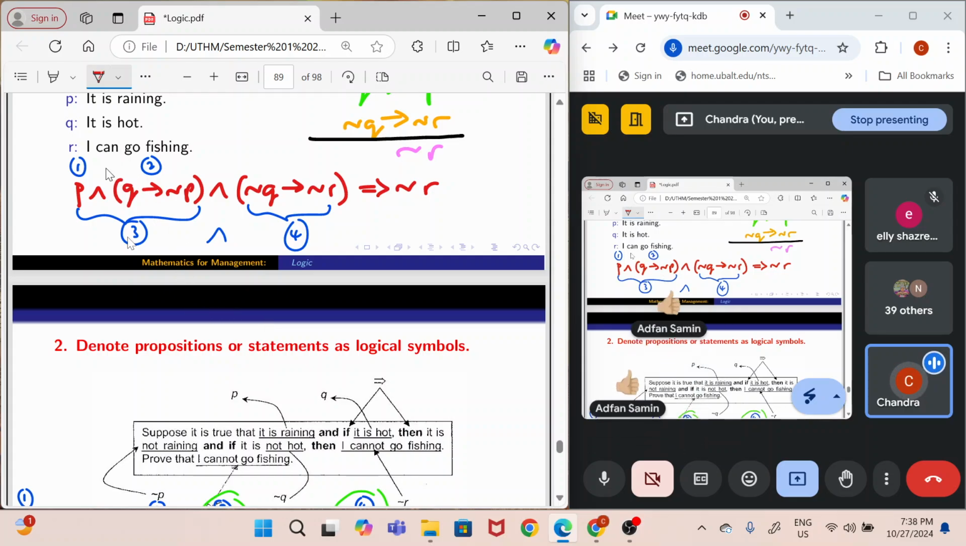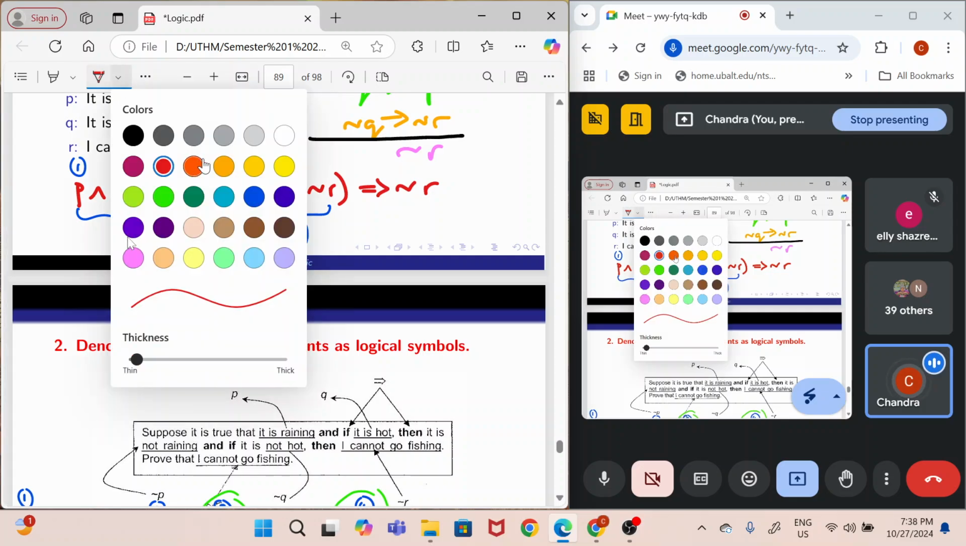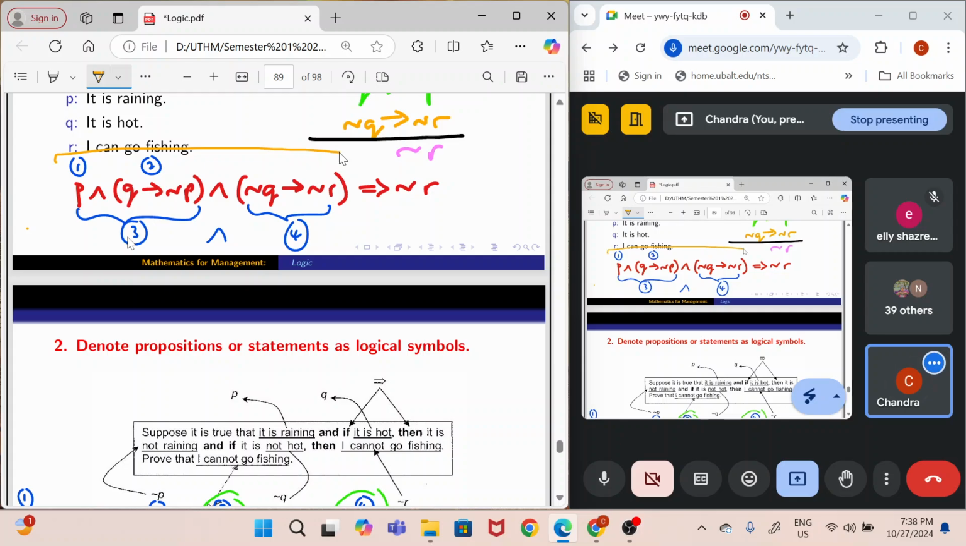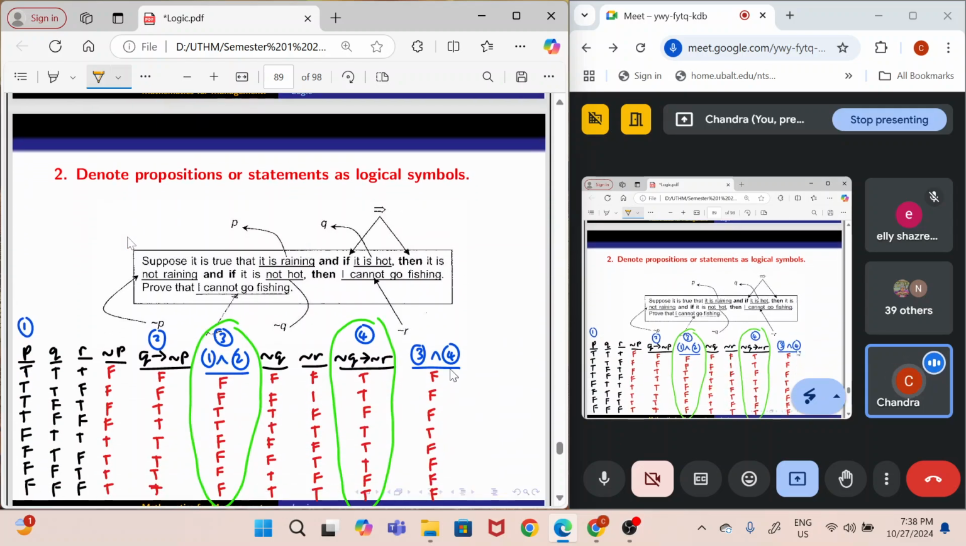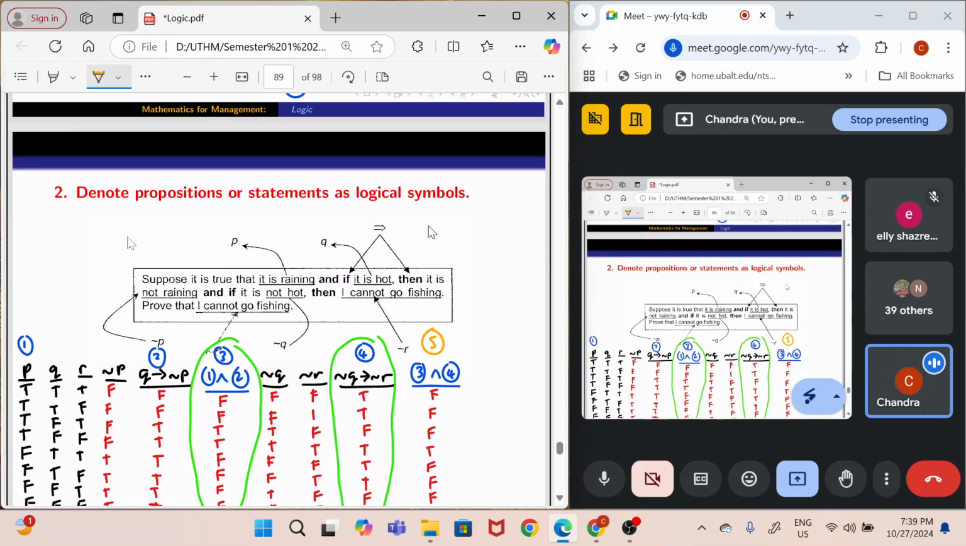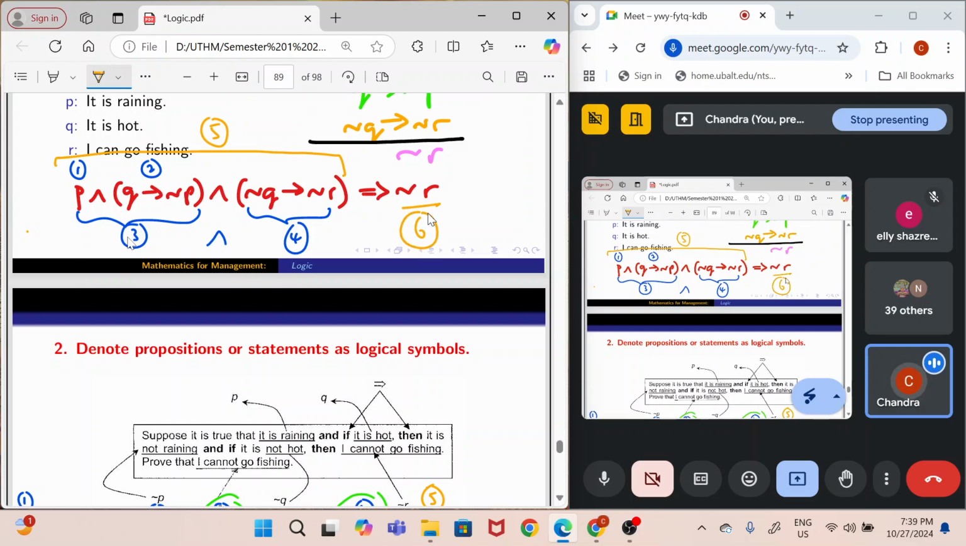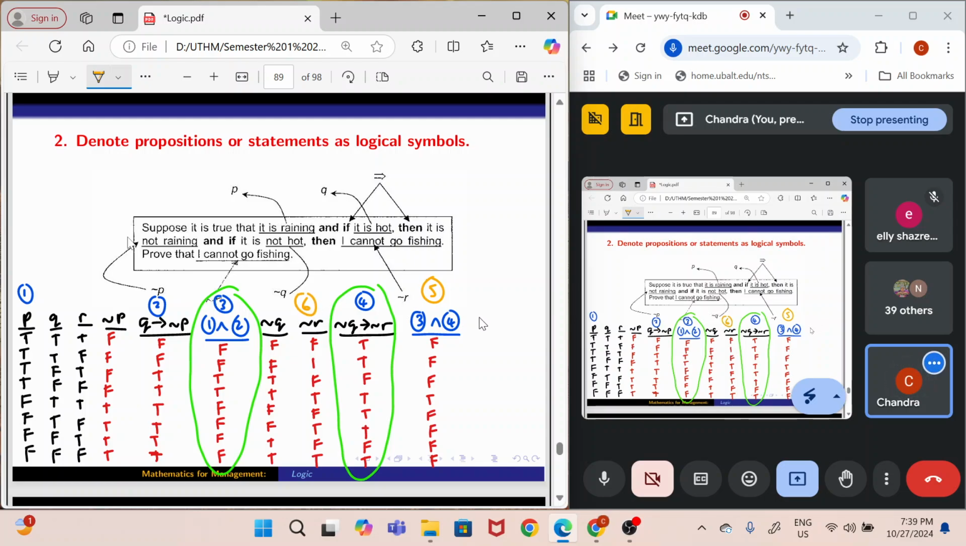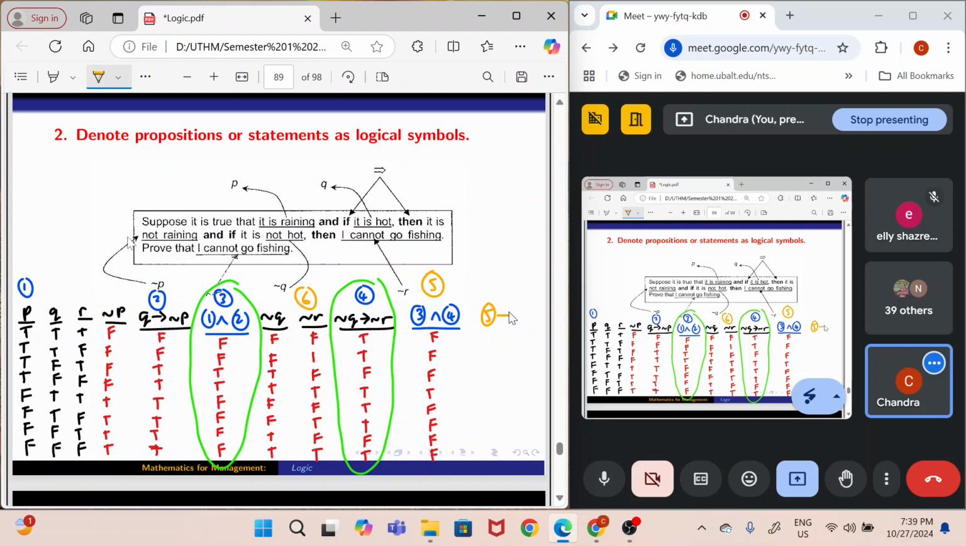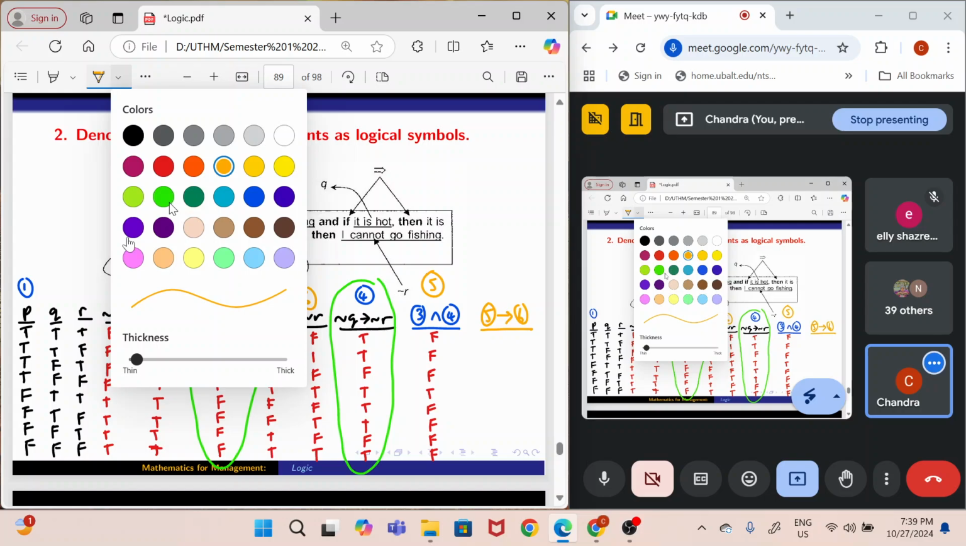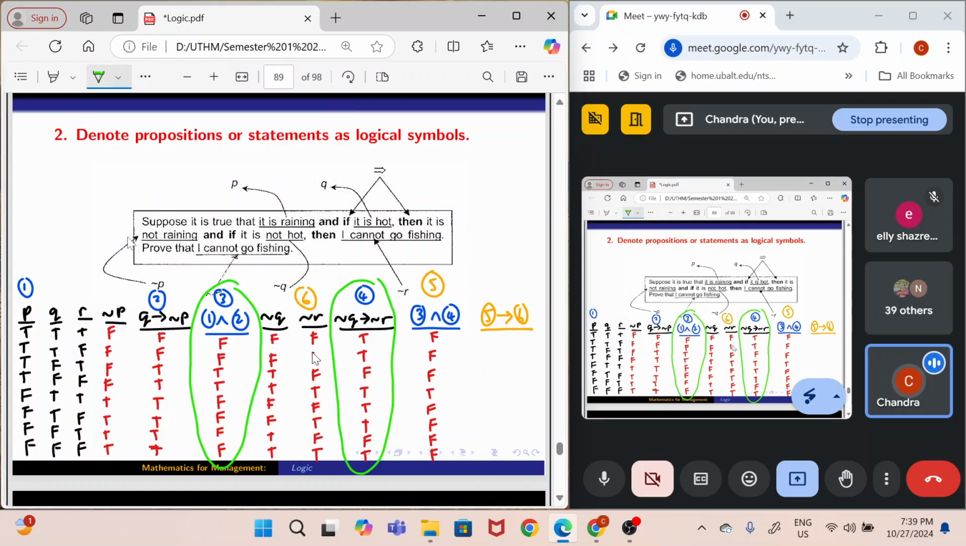Last one is this whole thing here. Okay, very good. This whole thing I'm going to denote by 5. This is 5 now. 5 implies negative R here. So the negative R I'm going to denote by 6. This is 6. So 5 implies 6.